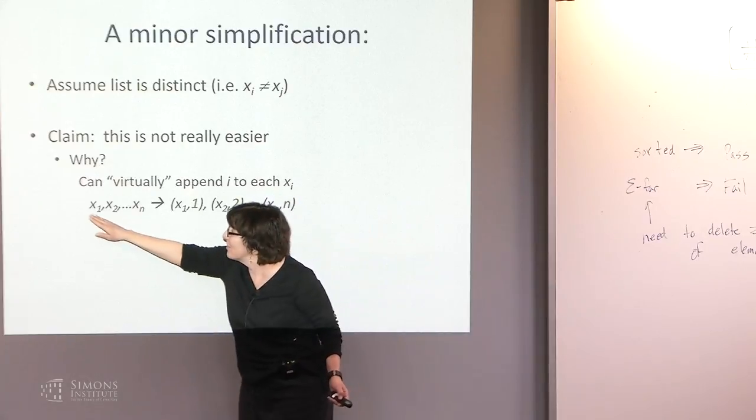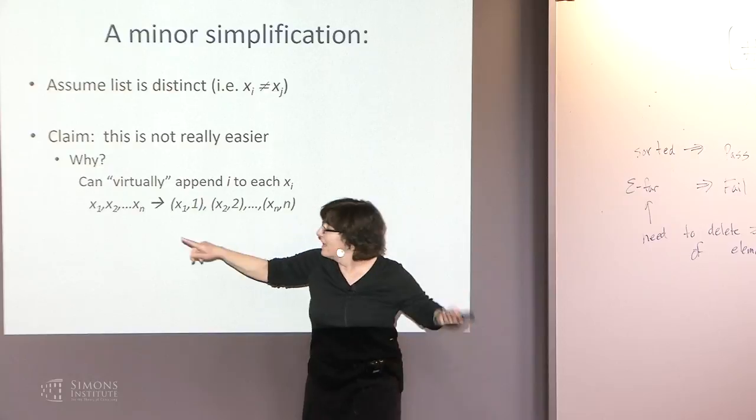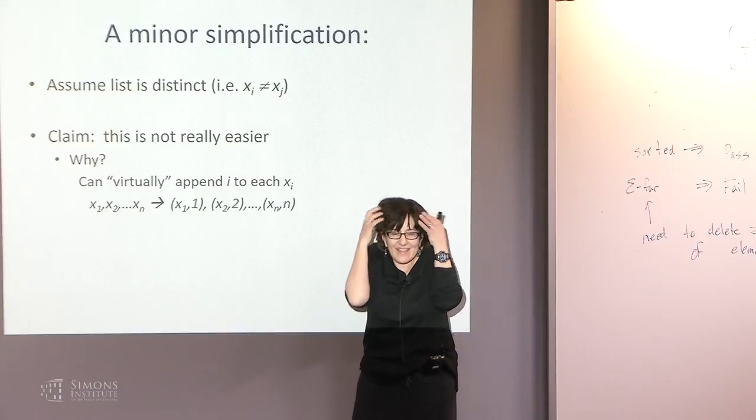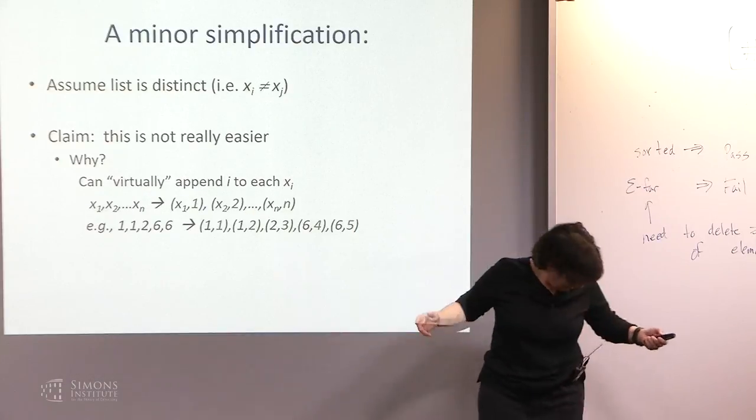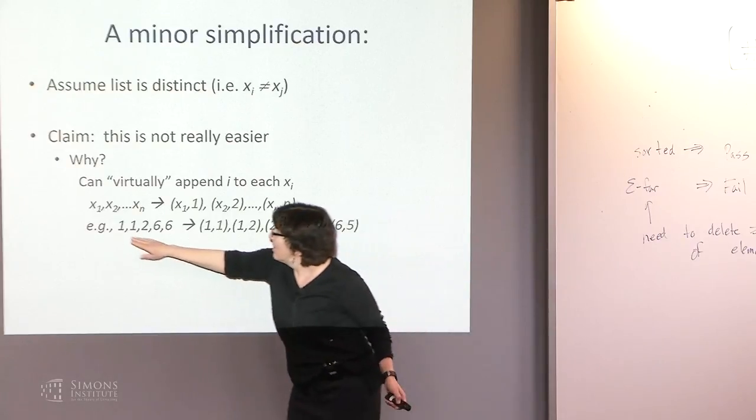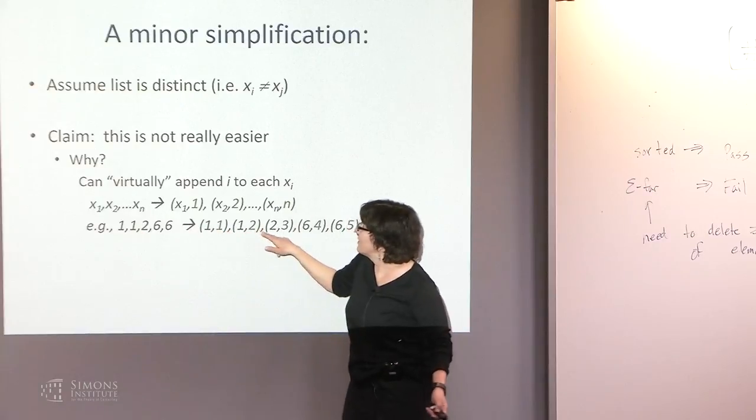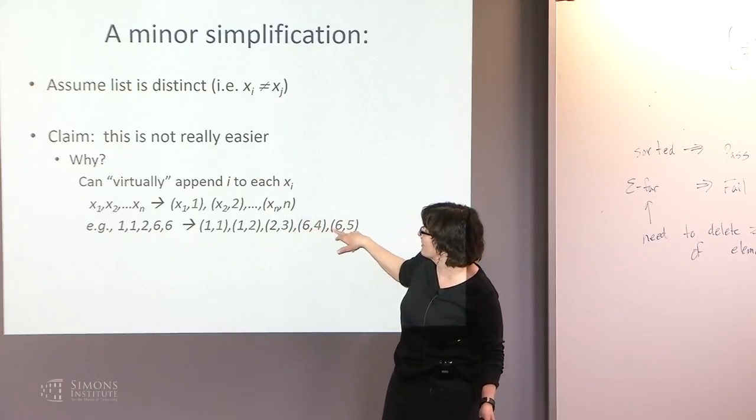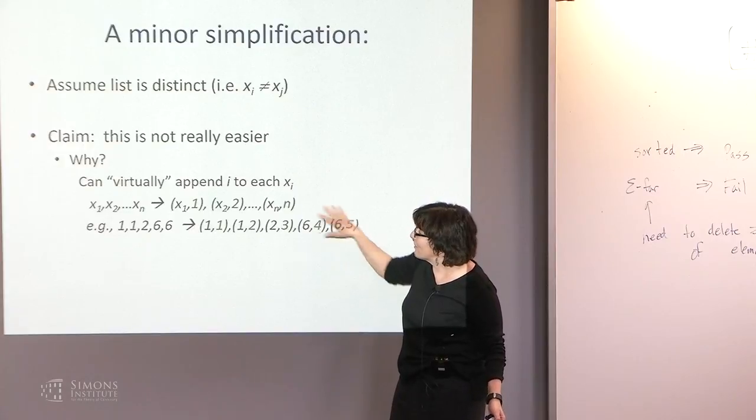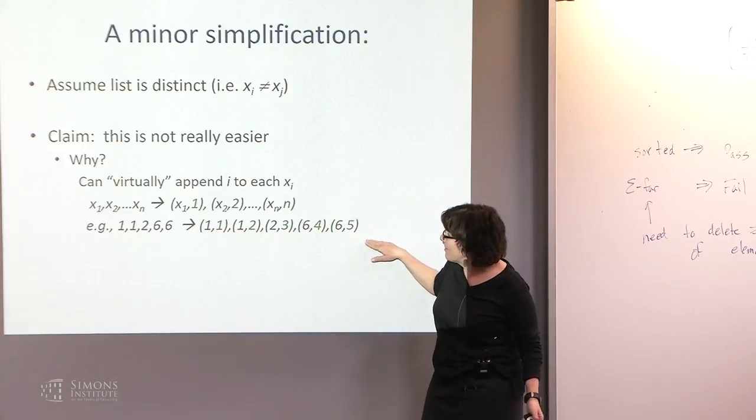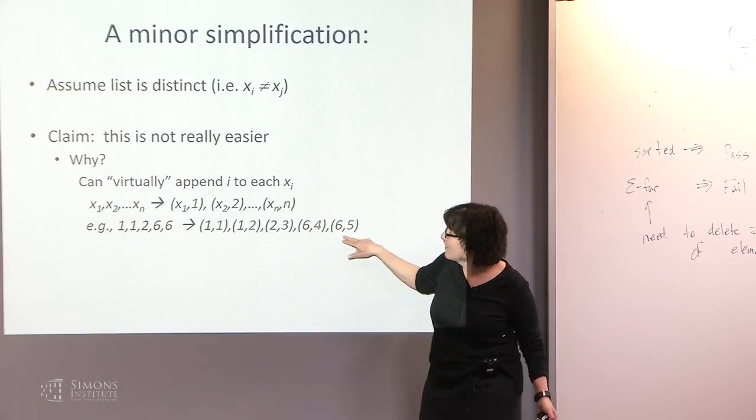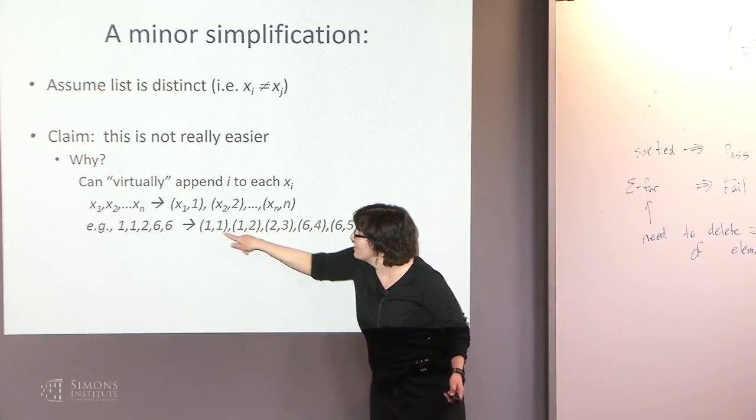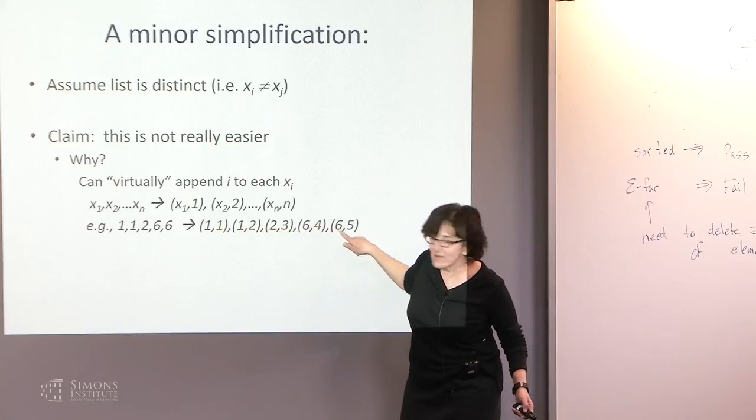So instead of looking at a list x1 through xn, I could think of it virtually, but in my head, as x1 comma 1, x2 comma 2, because I know when I look at it what the index is that got me there. So I could just think of it that way, and this breaks ties without changing the order. So if I had a 1 that would go to 1, 1, this 1 would go to 1, 2, this 2 would go to 2, 3, and this 6 goes to 6, 4, and the other 6 goes to 6, 5. So if you think of these now as slightly bigger numbers, I don't have any duplicates because everybody has a distinct second digit, but also the numbers should still be in order according to the highest order digit. So this won't break the order.